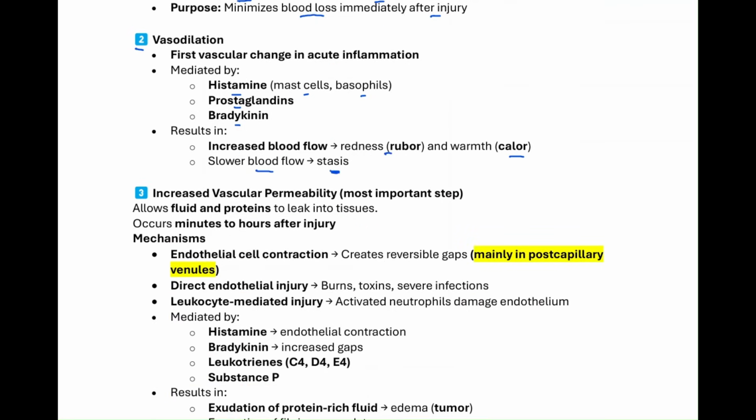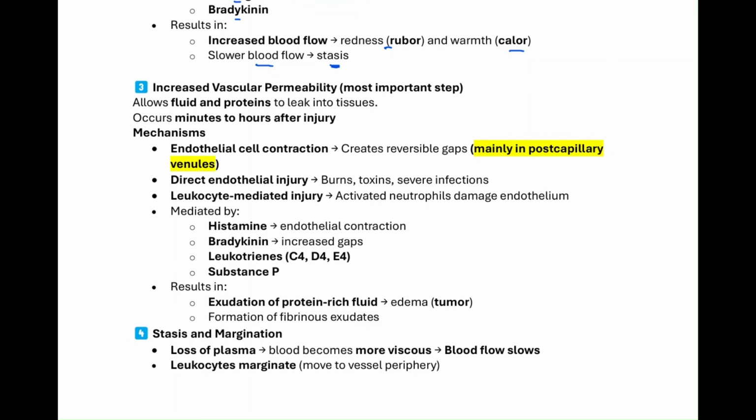The next step is increased vascular permeability, which is the most important step, because when the vasculature becomes permeable, that allows fluid and protein to leak into the tissue. This is very important to bring about inflammation, so that at the end of the day, repair could occur. And in the case of bacterial infection, this is also very important to facilitate killing of those bacteria. This occurs minutes to hours after injury has occurred.